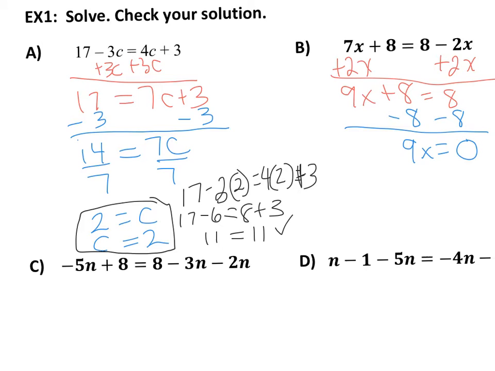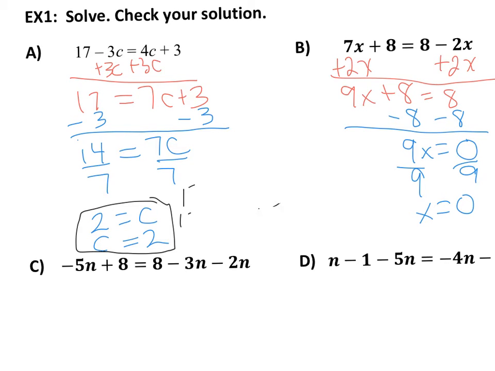So now what I'm going to do is divide each side by 9, and I realize that 0 divided by 9 actually gives me 0. So x equals 0. But we need to check our solution to make sure we are correct. So now what I'm going to do is substitute my value back into the original equation. So I'm going to go 7 times 0 plus 8 equals 8 minus 2 times 0.